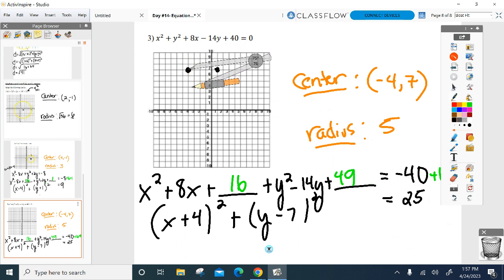Once you have the circle nicely graphed, go ahead, grab a textbook, and you guys can get rolling.